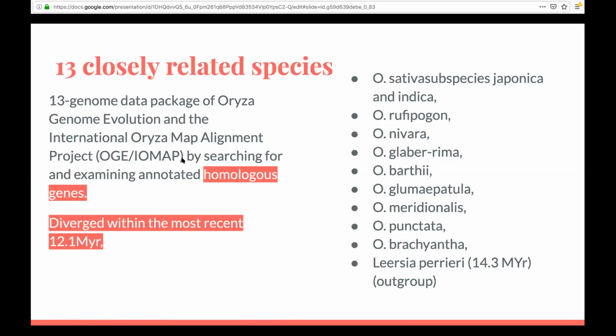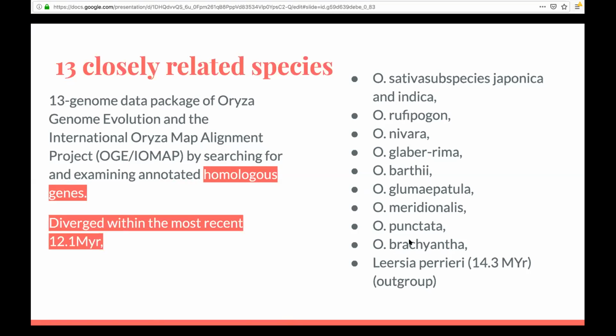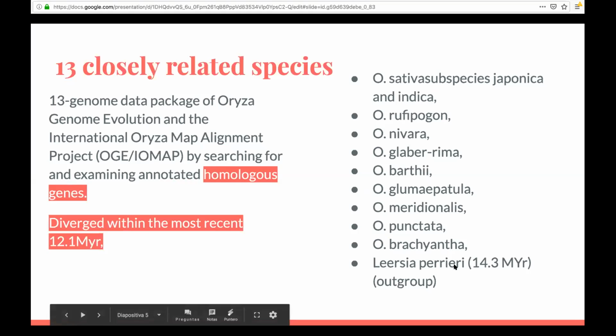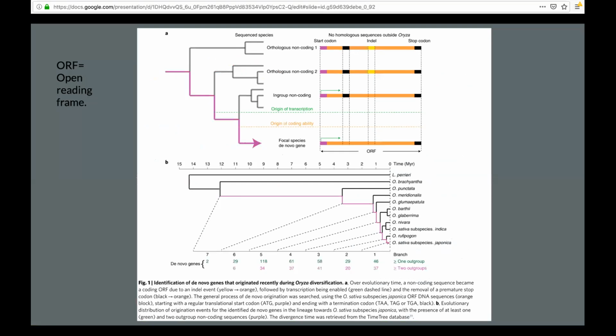And this is because they realized that they had the least errors and gaps in their genome, and that's why they thought it would give them a lower range of error when coming to conclusions regarding the homologous genes of these 13 species, which are these ones on the right. And all these species diverged within the most recent 12.1 million years, except for this outgroup, Leersia perrieri, which is the oldest of these variant species that exist nowadays, but is supposed to be the one that diverged the longest ago, which is 14.3 million years ago.